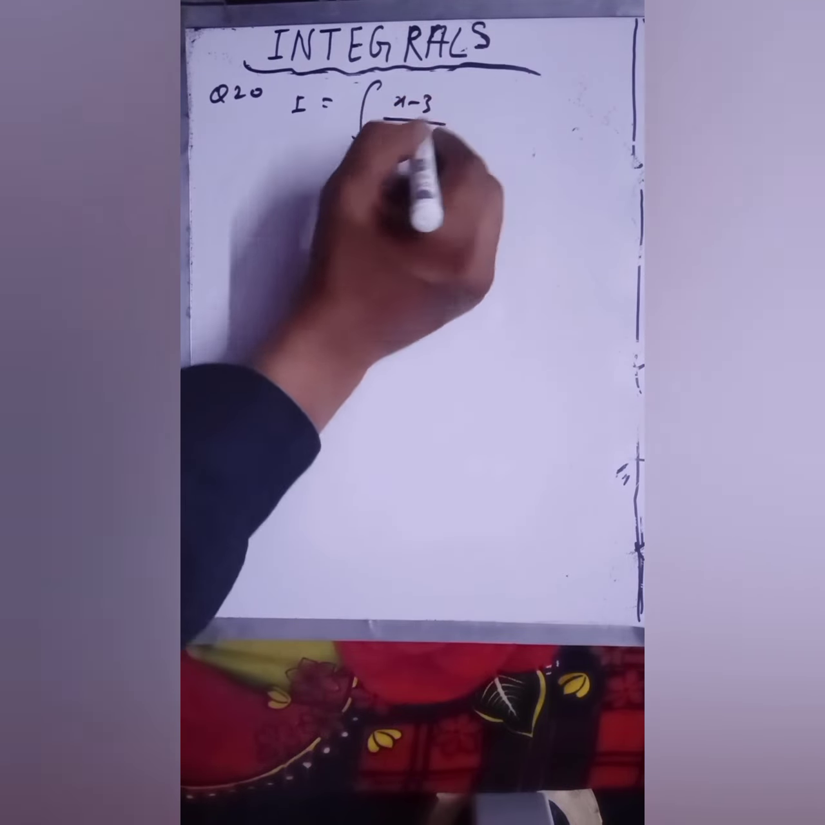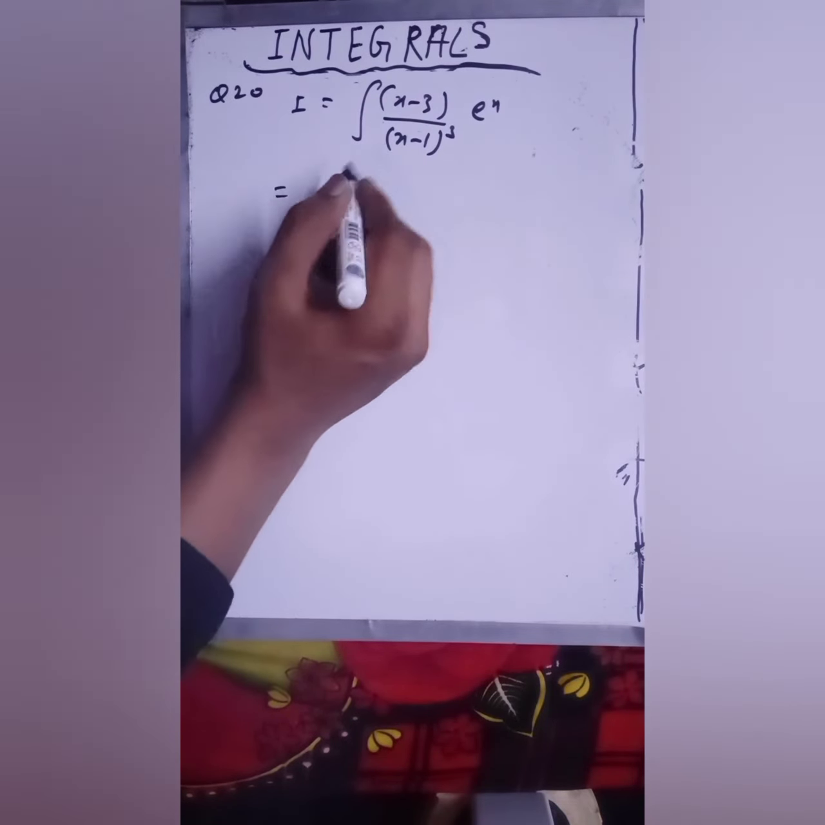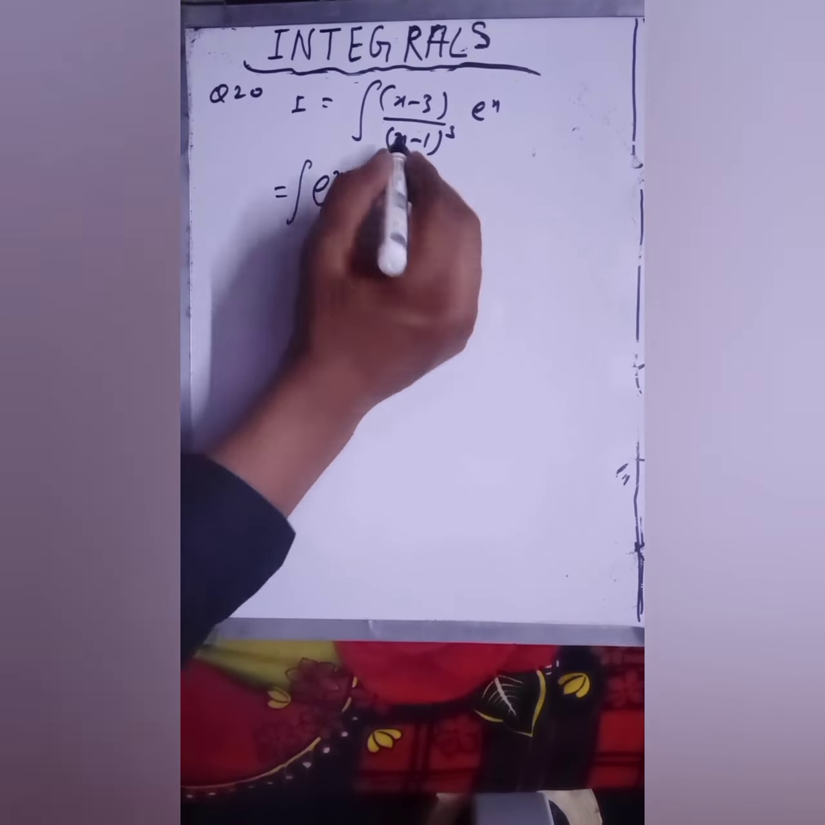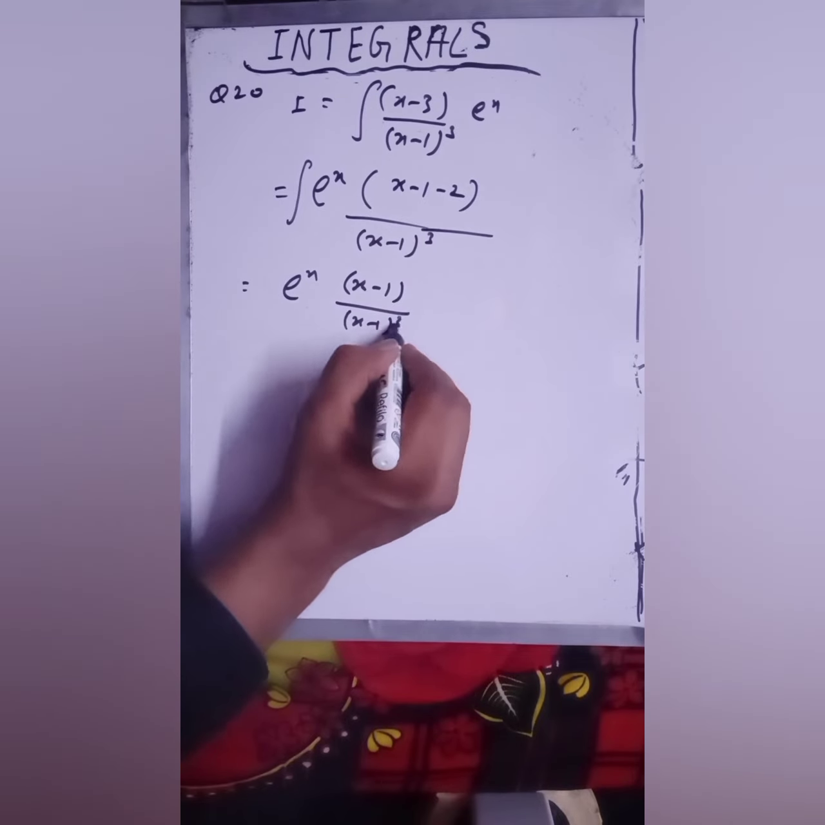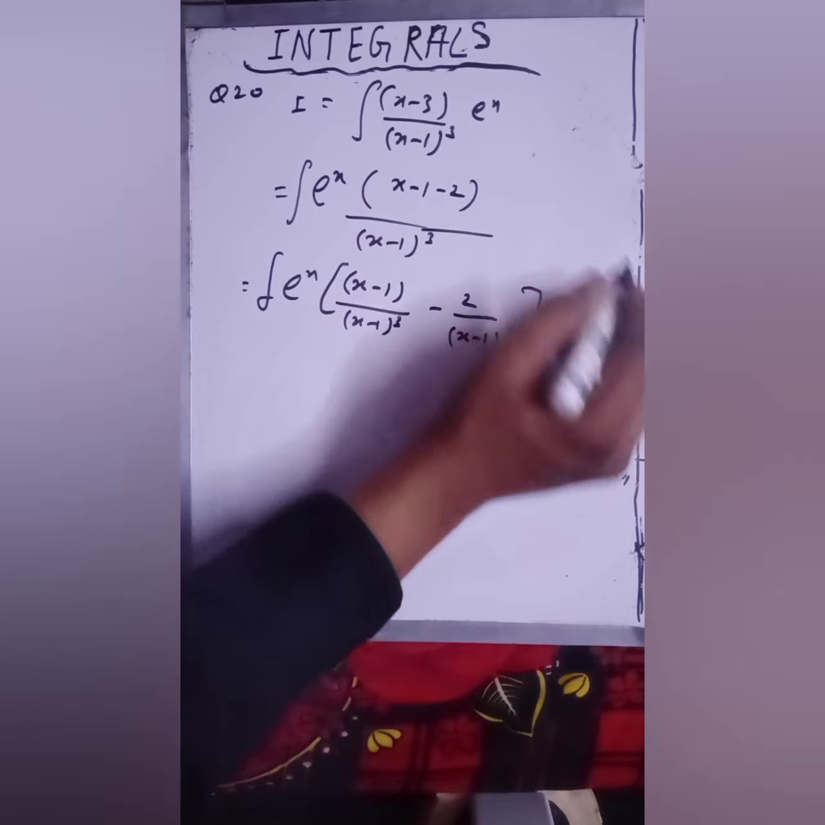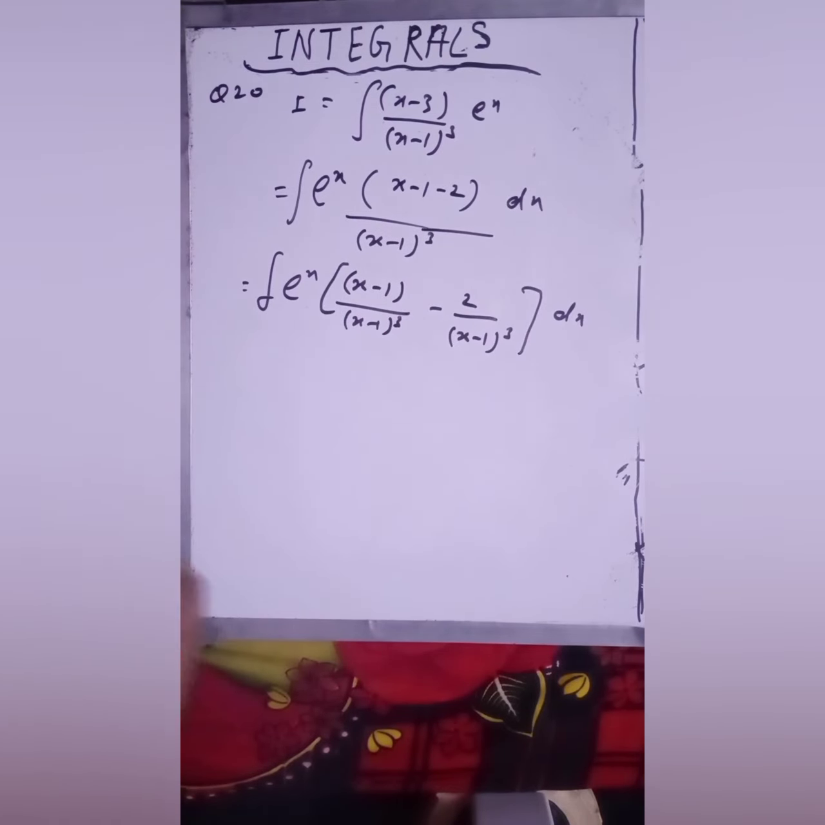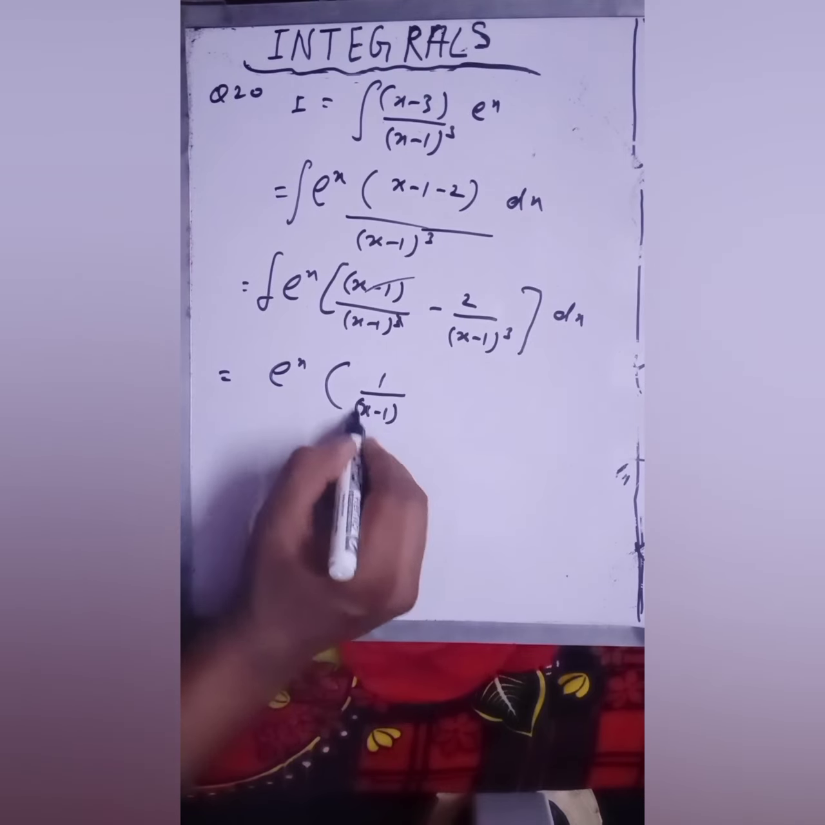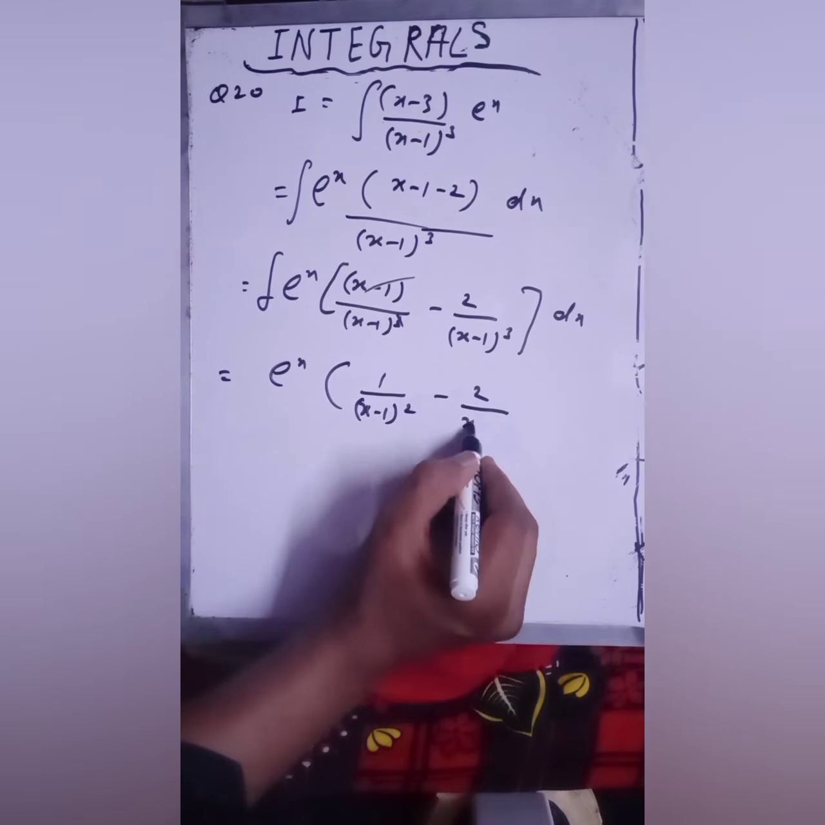So (x minus 3) over (x minus 1) cube into e^x. This is given to us. This e^x will remain outside, and this x minus 3 I'm writing as (x minus 1) minus 2. So e^x [(x minus 1) over (x minus 1) cube minus 2 over (x minus 1) cube], and dx you have to write outside. This and this power will cancel out and you will get e^x [1 over (x minus 1) square minus 2 over (x minus 1) cube].